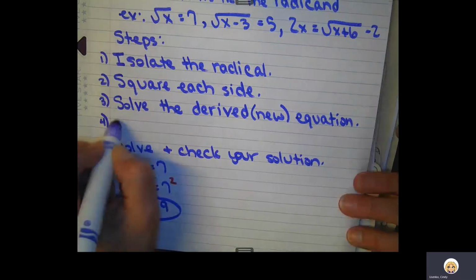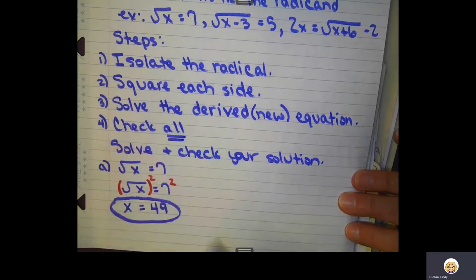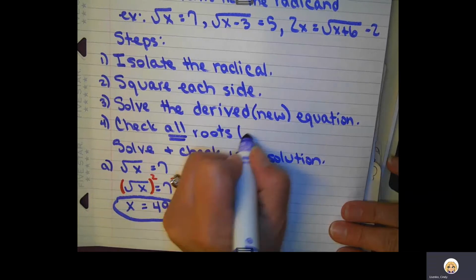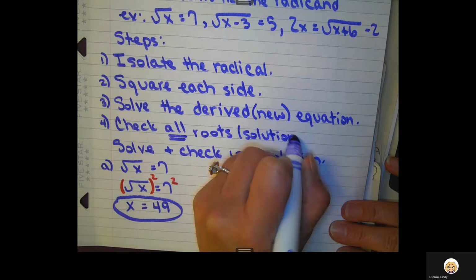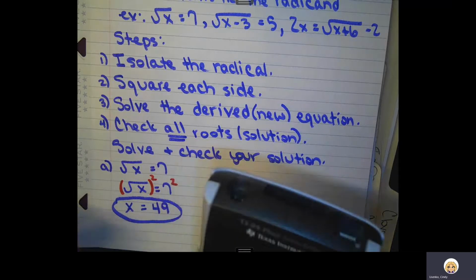The last thing we want to do is check our answer. So step 4, can you write check all roots? And by that, I mean the solution. So can you put solution in parentheses? So I'm going to just do a quick check in my calculator. When we do the next lesson, we're going to show our check. So I'm going to go to y equals.